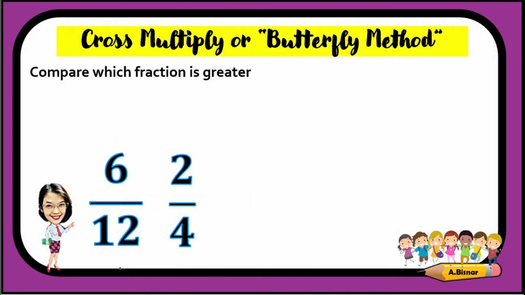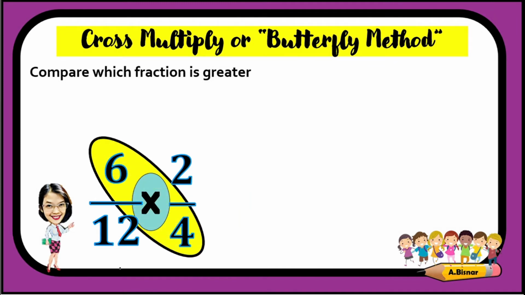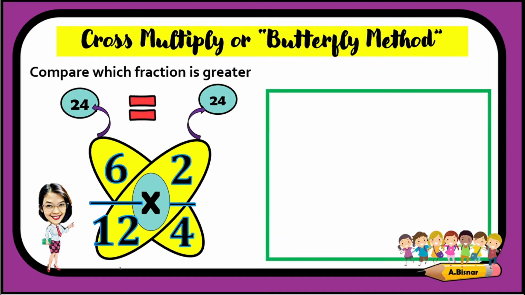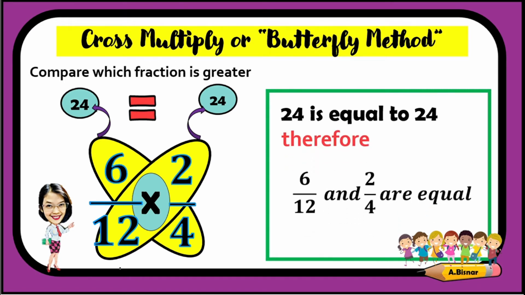Another, 6/12 and 2/4. Again, we will cross-multiply 6 and 4, and the answer is 24. Next is to cross-multiply 12 and 2, and the product is 24. From here, we can clearly see that 24 is equal to 24, and therefore, 6/12 and 2/4 are equal, which means to say there is no value greater than the other since they are equal.